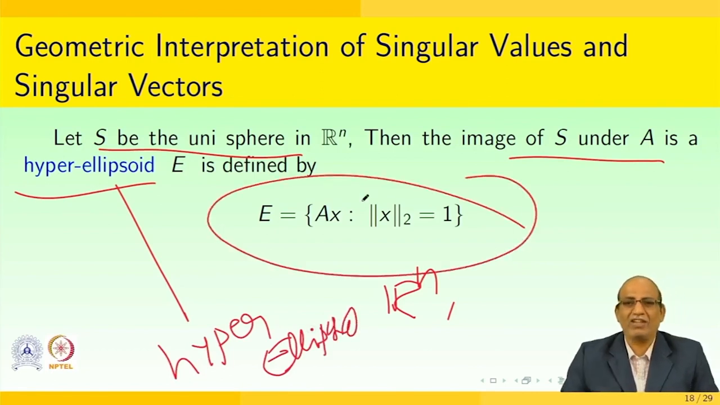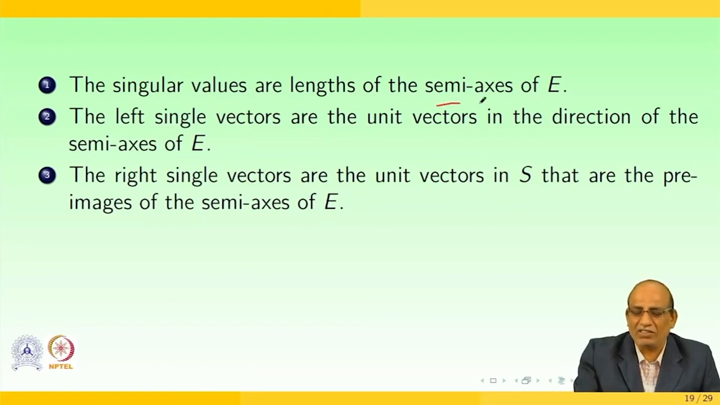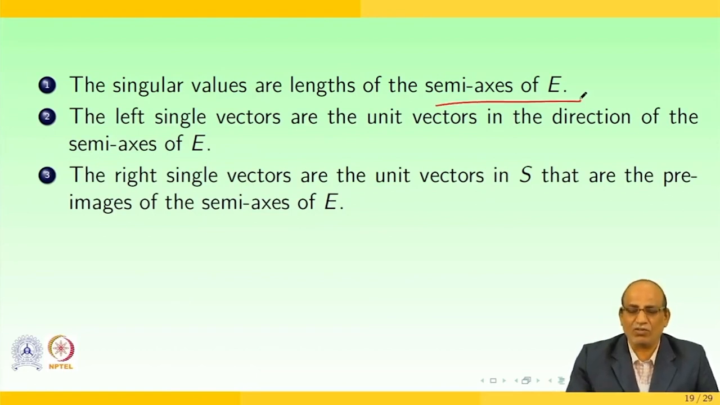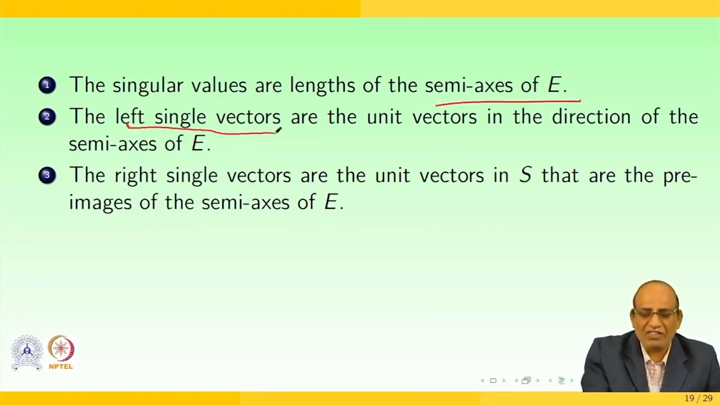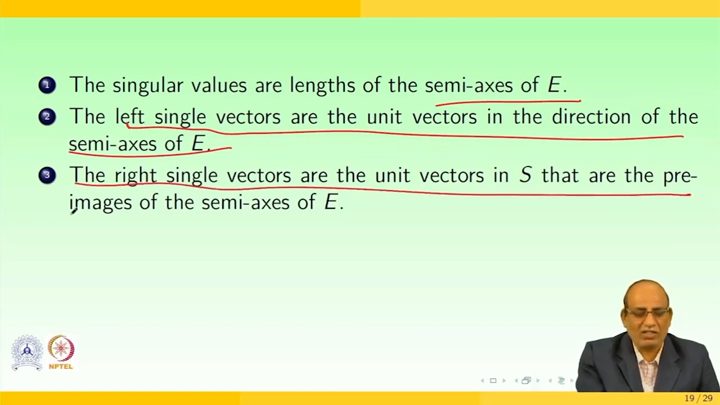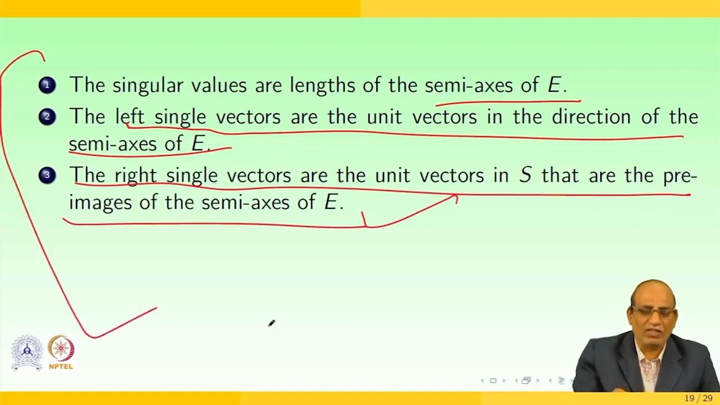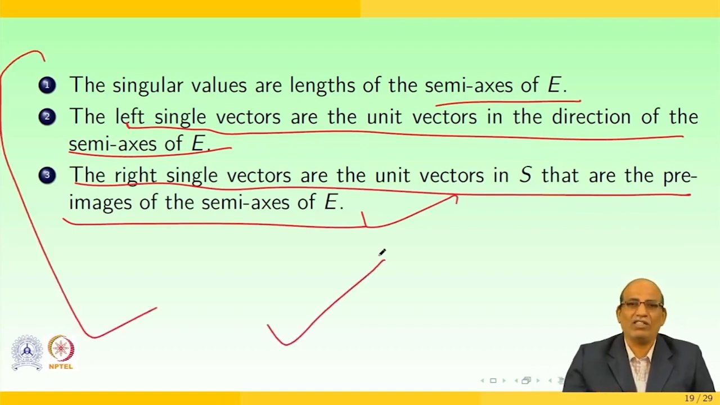So it is defined as norm of 2 is equal to 1. Well, so you see, the singular values are lengths of the semi-axis of E. That is the one conclusion. The left singular vectors are the unit vectors in the direction of the semi-axis. Third one is, the right singular vectors are the unit vectors of S that are pre-images of semi-major axis. So with these three conclusions, we are able to find specific examples for the singular values.